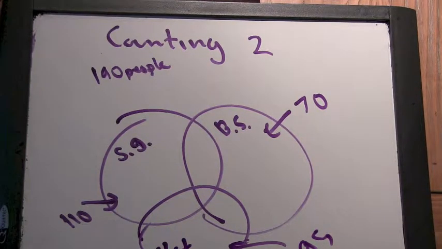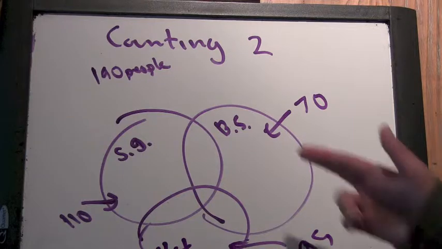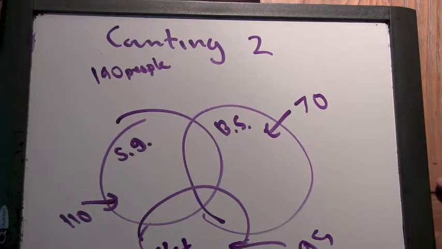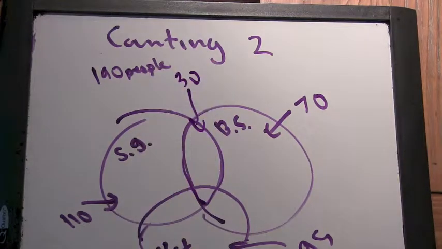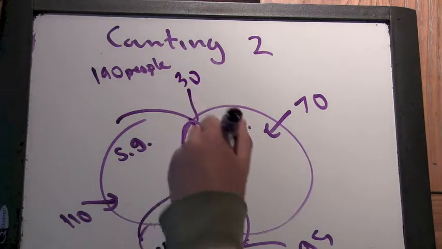Everyone is wearing at least one of these items. So there's no people outside these. 30 are wearing both bathing suits and sunglasses, so there's 30 in this box. Can you outline that box one more time, just to be clear? The overlap. Okay.